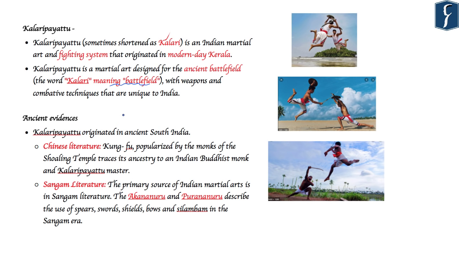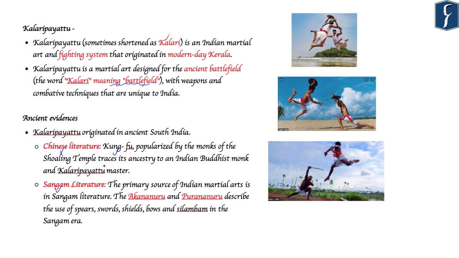Now, when we say that this is an ancient art form, we need to have evidences to support this claim. There are two main evidences for this. One is Chinese literature and the second is Indian literature, Sangam literature. Now, as far as the Chinese literature is concerned, we already know that the traditional martial art of China is known as Kung Fu, which has been traditionally popularized and propagated by Buddhist monks belonging to Shaolin Temple.